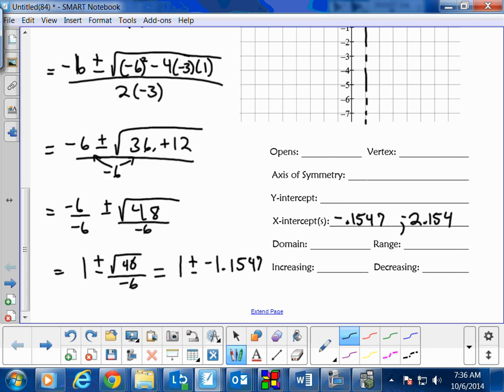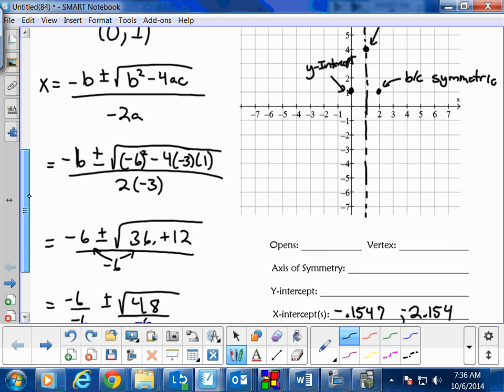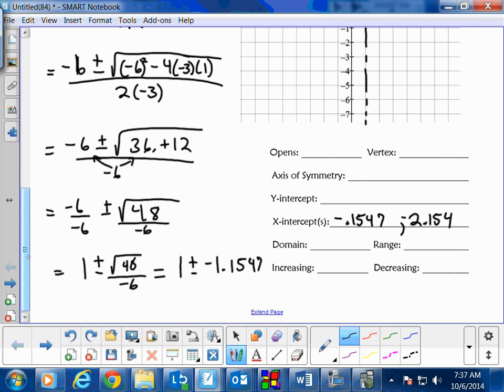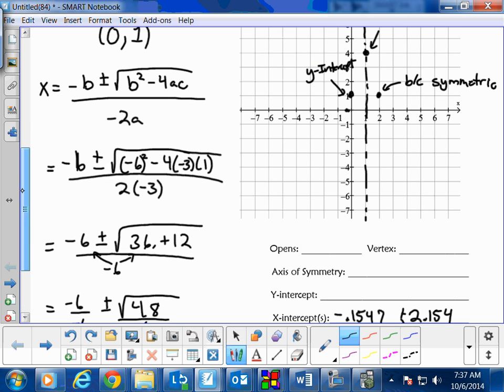We can plot those down and finish up my graph. One of them is going to be right here. Negative, yes. Well, actually, no, it was positive. I'm sorry, I don't know why I thought it was negative. I'll put that as positive. And the other one is going to be 2.154, which is going to be right over here.